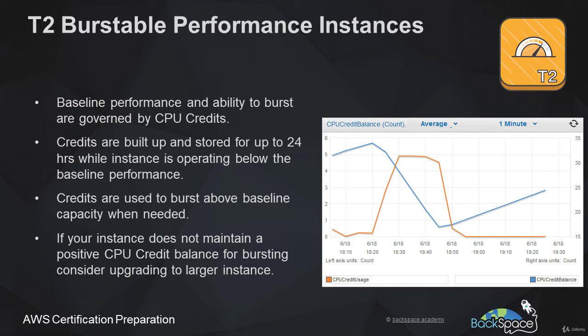One of the instance types that is quite unique is the T2 Burstable Performance instance. This is a really good instance type to use for general purpose ERP, enterprise applications. What it does is it has a baseline performance that you should aim to be under, but it also has the ability to burst outside of that baseline performance. You're allowed to do that provided you have CPU credits built up. CPU credits are built up and stored for up to 24 hours while that instance is operating below that baseline performance. And as those credits are building up, if you need to burst above that baseline capacity, you're allowed to, and then you consume those CPU credits.